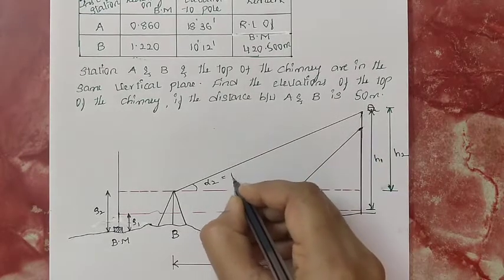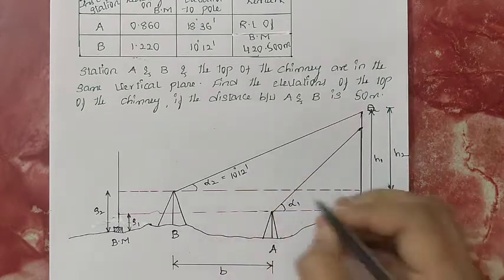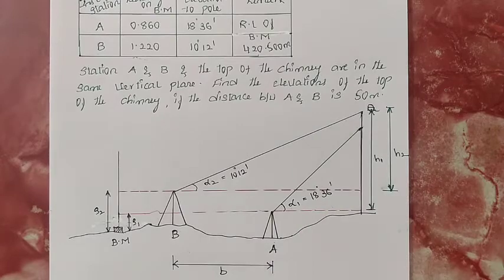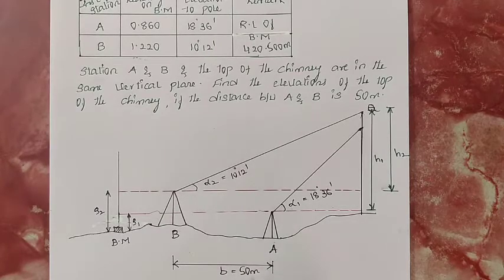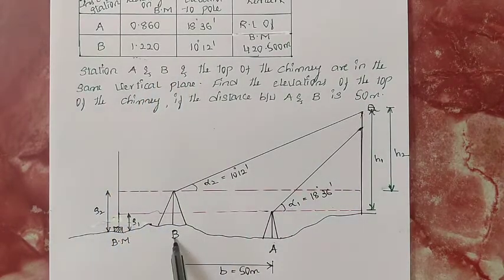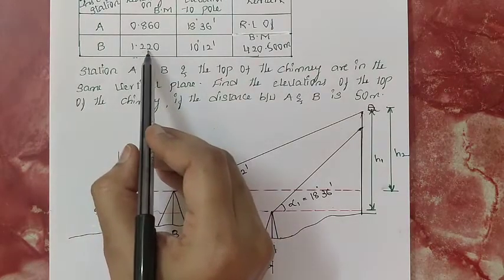That will be equal to what? 10 degrees 12 minutes. Similarly, alpha 1 is 18 degrees 36 minutes. And the distance between A and B they have given is 50 meters. The staff reading when the instrument is at A, taken on the benchmark, is denoted by S1, equal to 0.860. Similarly, when the instrument is at B station, the staff reading taken on the benchmark is denoted by S2. It is 1.220.